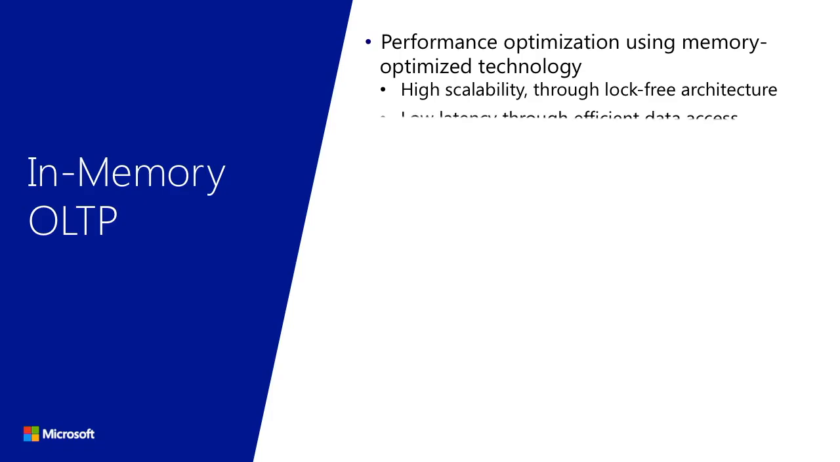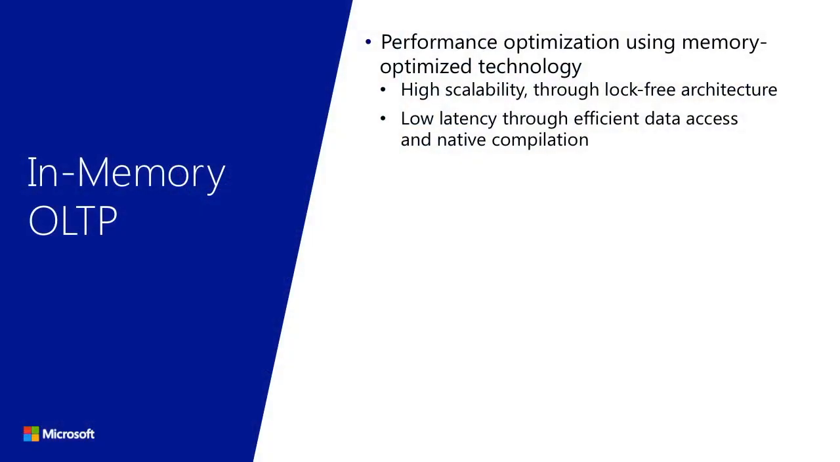The second aspect is to be able to process operations very quickly. In-memory OLTP gives you low latency operations. Low latency means a single operation takes very little time. And we do that through very efficient memory-optimized data access. When the data lives in memory, it turns out you can access it much more quickly than if you have structures that are optimized for disk access. The second aspect that we have is native compilation, where we take the business logic and compile that down to machine code for very efficient execution.